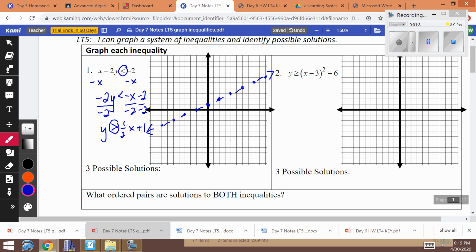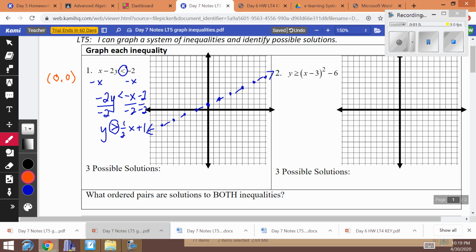Now we have to decide where to shade it. We had a couple different ways to decide how to shade it. To shade it, we can either test a point or just look at above or below the line. If we were to test a point, a nice easy point to test was the point 0, 0. Do you have to pick 0, 0? No, it just makes it nice and easy.